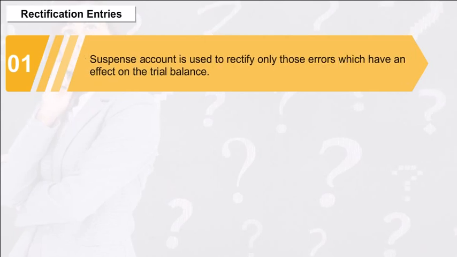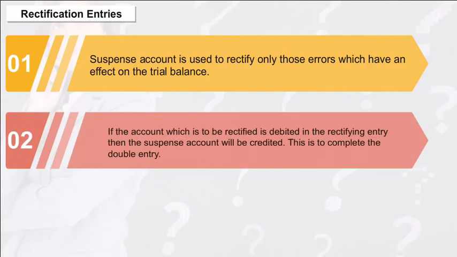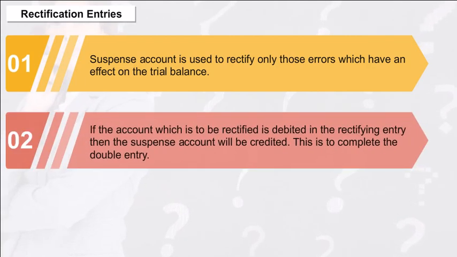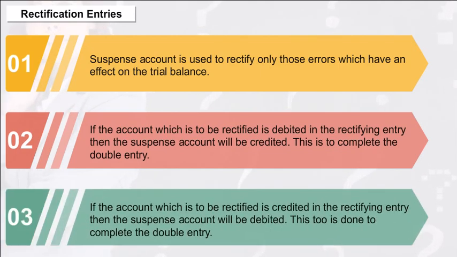Suspense account is used to rectify only those errors which have an effect on the trial balance. 2. If the account which is to be rectified is debited in the rectifying entry, then the suspense account will be credited. This is to complete the double entry. 3. If the account which is to be rectified is credited in the rectifying entry, then the suspense account will be debited. This too is done to complete the double entry.